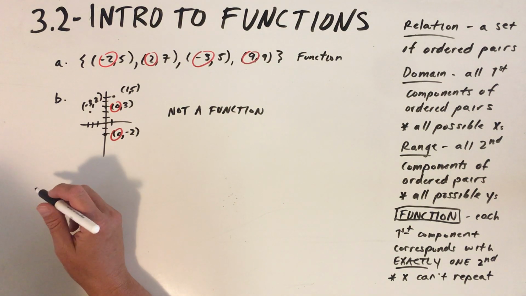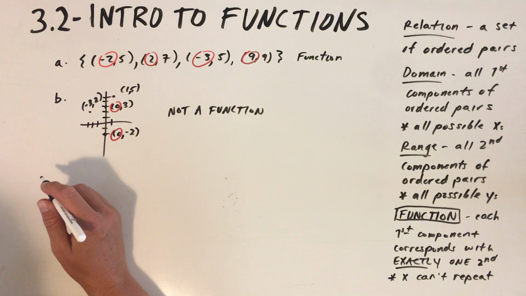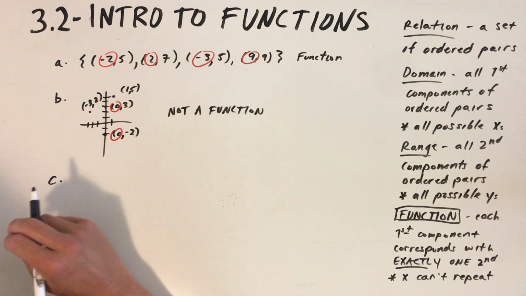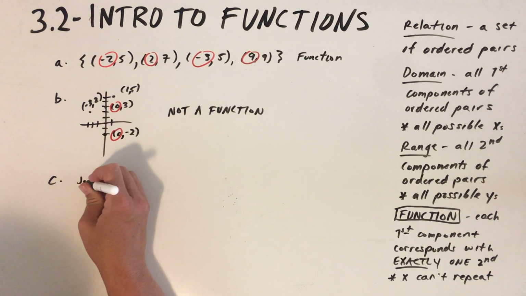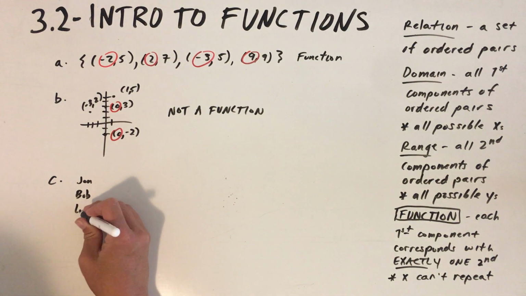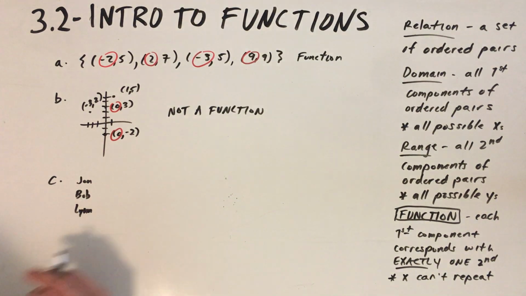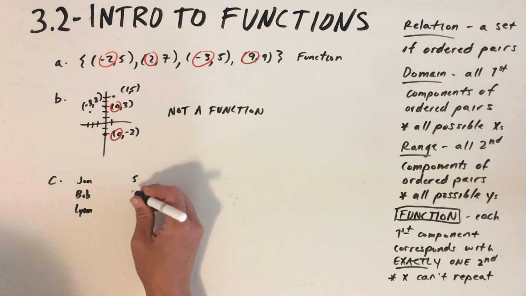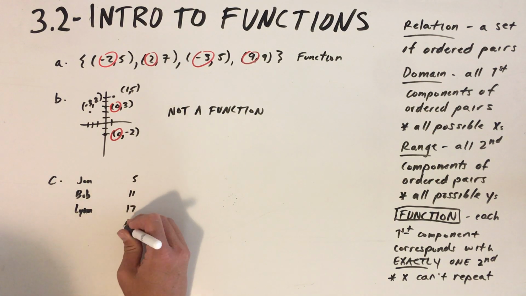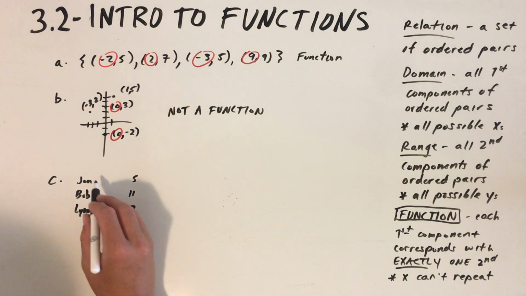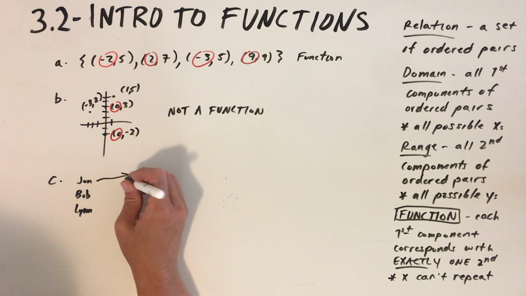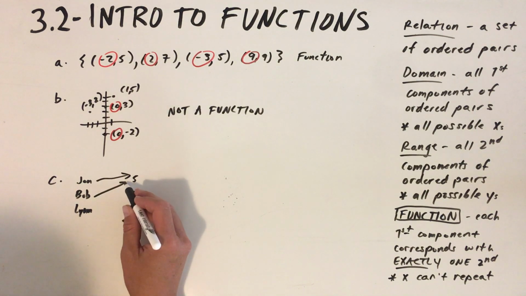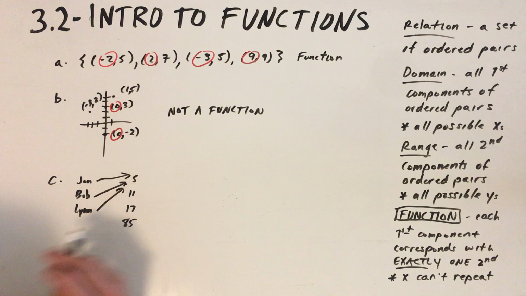And for C, okay, so the input for C is going to be people in a certain city. So this could be like John, Bob, Lynn, etc. The correspondence is going to be their age. So if we had a bunch of ages here, like 5 and 11 and 17 and 85 and whatever, John can only be one of these ages. John can't be more than one of these ages, but it's possible that Bob could also be 5 and that Lynn could also be 5.